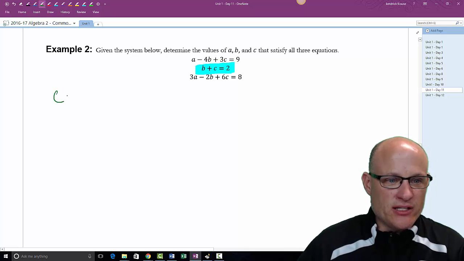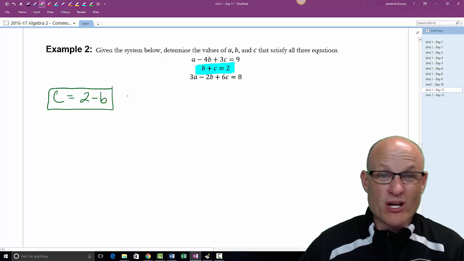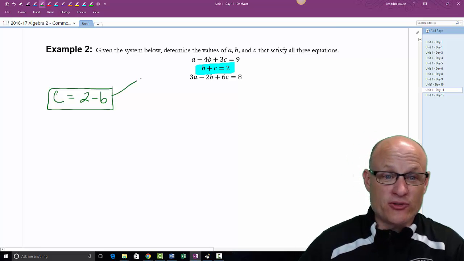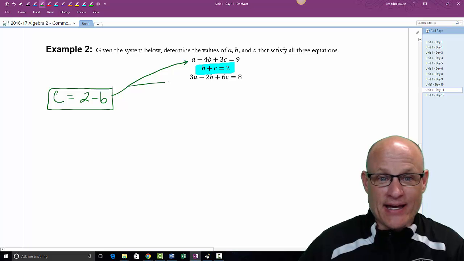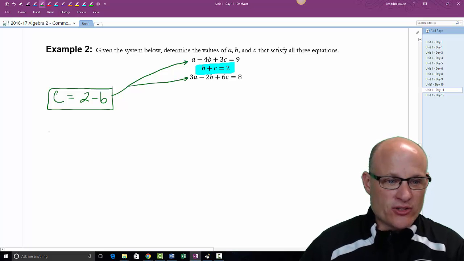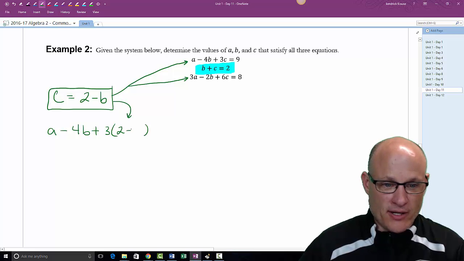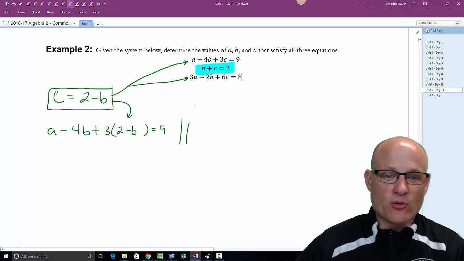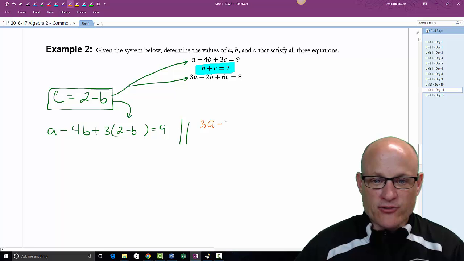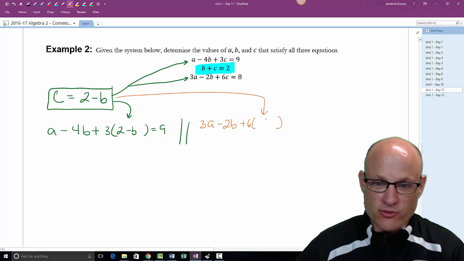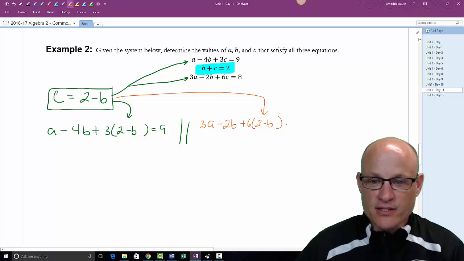So I'm going to say C is equal to 2 minus B. Well, that was simple. And what I'm going to do with that is substitute it into this equation and into this equation. So it's going to be A minus 4B plus 3 times (2 minus B) equals 9. That's the first equation. And let's see the other one in orange. 3A minus 2B plus 6 times (2 minus B) equals 8.